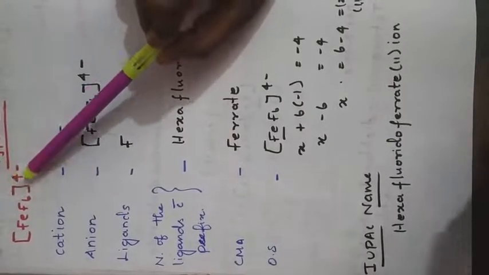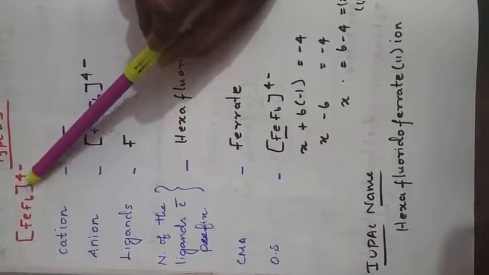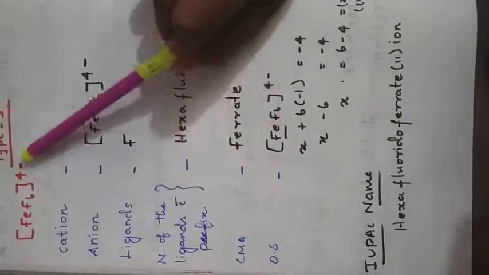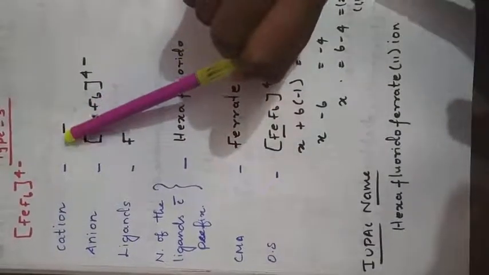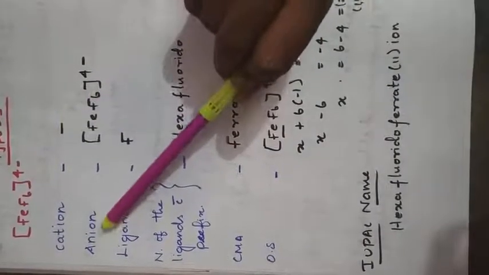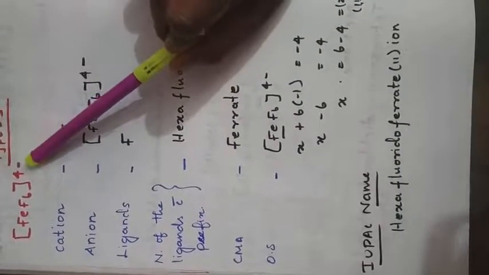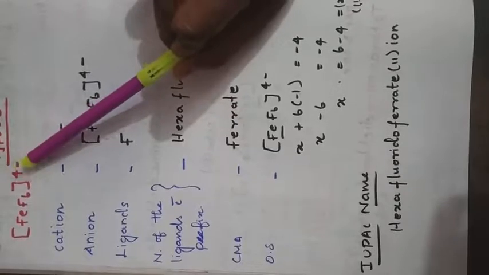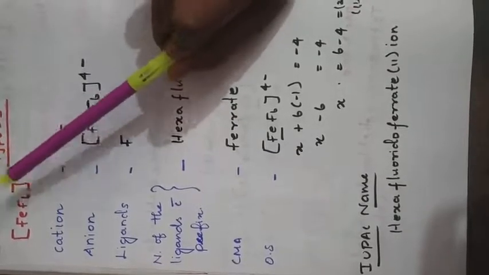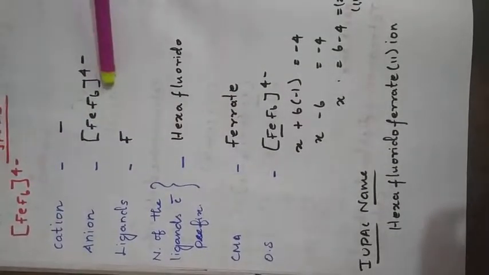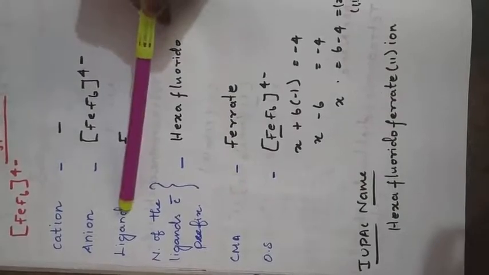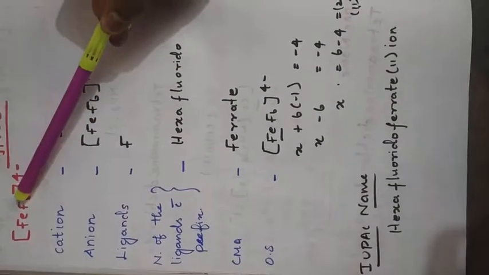For this complex we are going to name the IUPAC naming. Then there is no cation, so just put one dash here. And the anion, we have to see the anion. We don't have the simple anion, but the complex is anion. We have the anionic complex, so I have written the complex as it is. Then the ligands we have to find out.